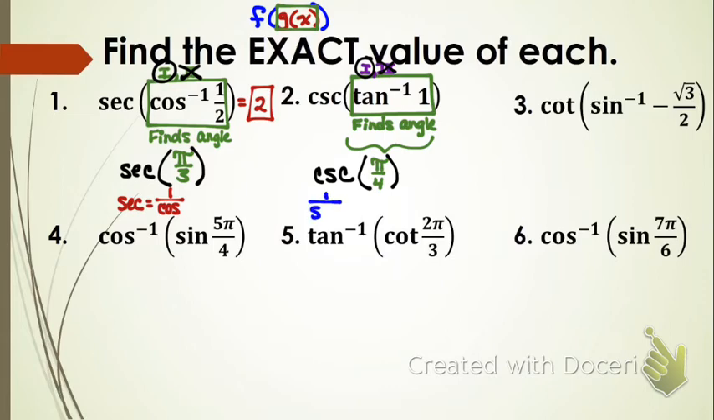Cosecant is 1 over sine, right? What's sine of pi over 4? So I have 1 over radical 2 over 2, or that's the same thing as 2 over radical 2. What happens when I rationalize that denominator? It just turns into square root of 2.